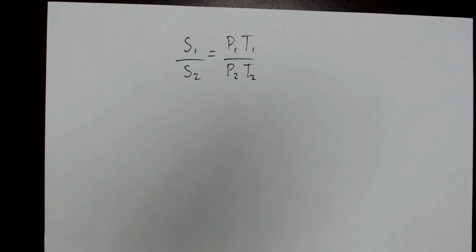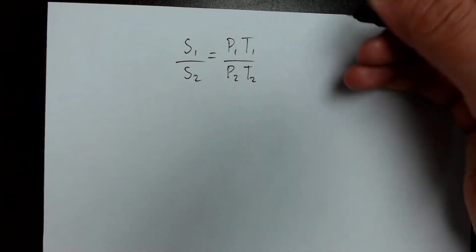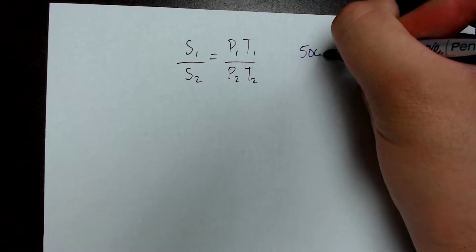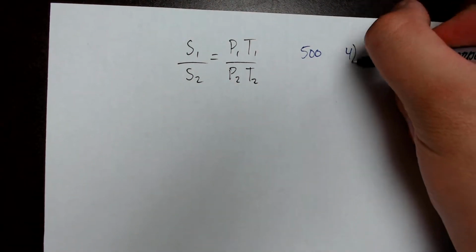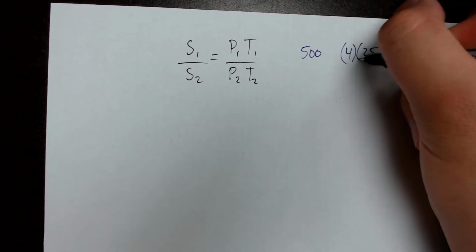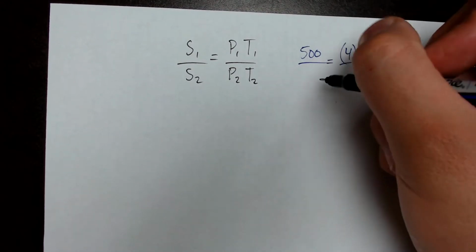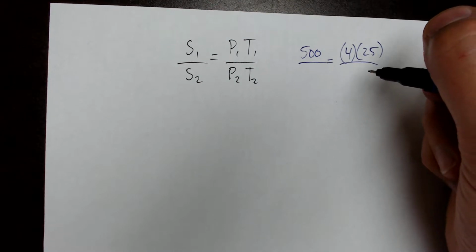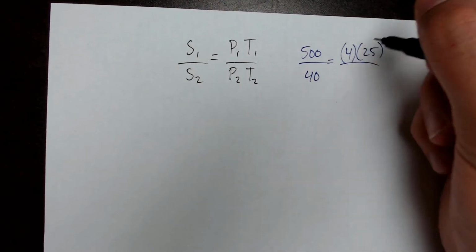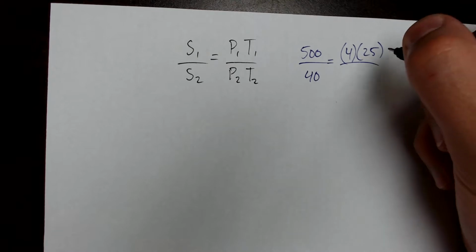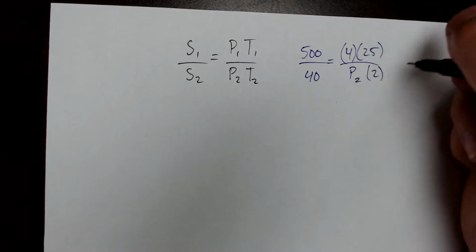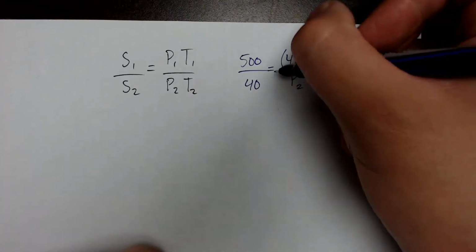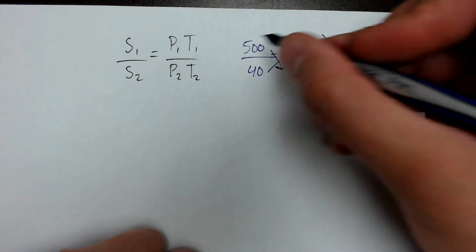They tell me that if there were 500 strawberries with 4 plums and 25 tomatoes, so we'll plug this in, 500 strawberries, 4 plums, and 25 tomatoes. They want to know how many plums would go with 40 strawberries and 2 tomatoes. So plums 2 and then 2 tomatoes. So to solve this, we're just going to cross multiply.